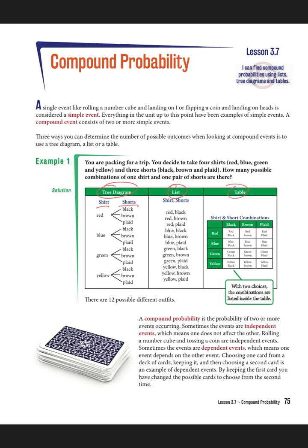So choosing 1 card from a deck of cards, keeping it, and then choosing a second card is an example of a dependent event, because you're keeping 1 card, that's 1 card in your hand, and then you're choosing another, that's 2 cards in your hand out of a deck of, let's say, 52. So it's a dependent event because you're lessening the amount of chances possibly. It says by keeping the first card, you have changed the possible cards to choose from the second time. Okay, so next page.